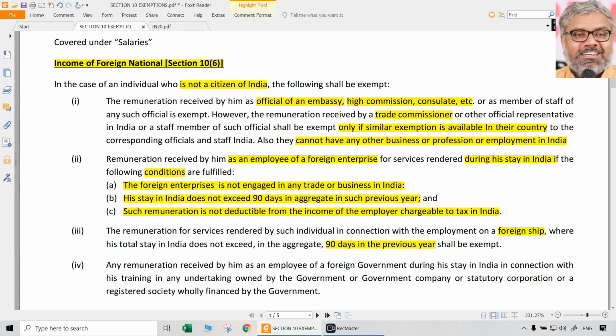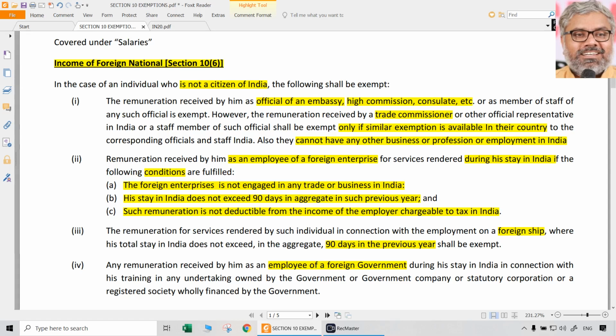And the last one within this: any remuneration received by the foreign national as an employee of a foreign government. Fourth category. So this person, whoever the foreign national is, is the employee of a foreign government. Of course, an employee of a foreign government, how can you tax him? Naturally, he would have visited India during the previous year. He would have been resident or whatever happened. Some income is taxable for him. But now we are exempting it.